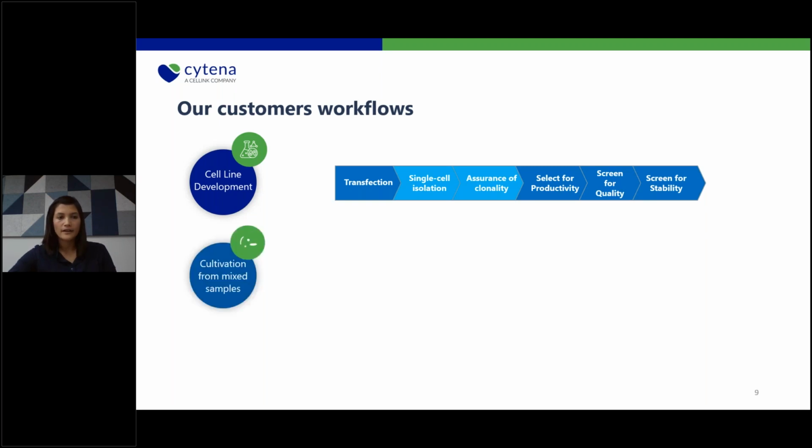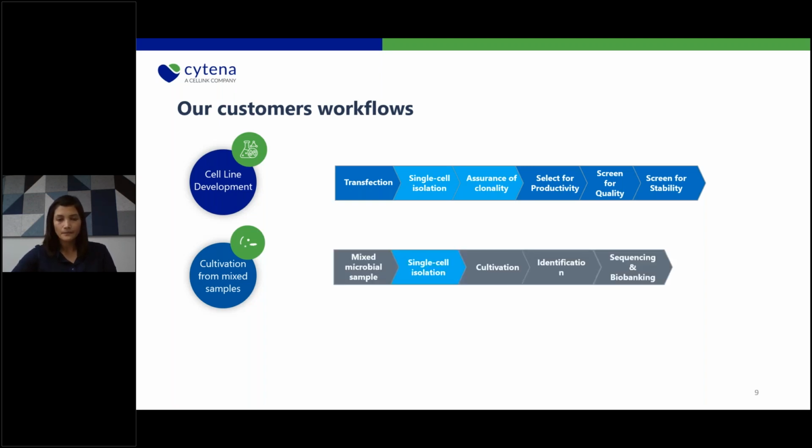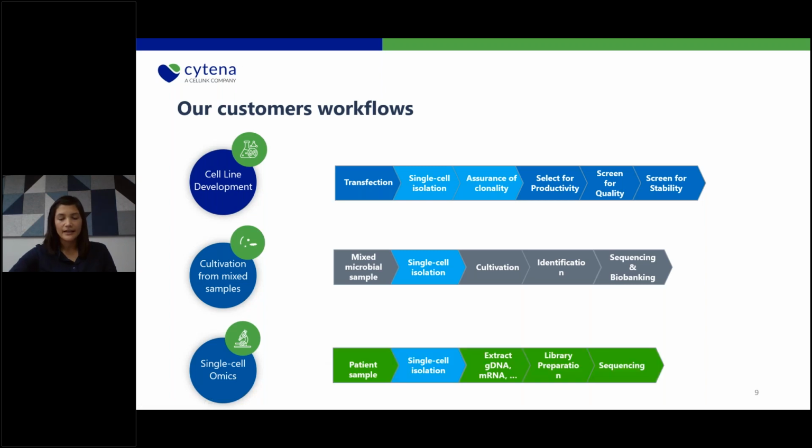Another workflow is the cultivation from mixed samples. This can be done with the B.SIGHT. So just isolation of single microbial cells, and then it is possible to cultivate them and also to identify them later on. And then the third application is single cell omics. After having isolated single cells with one of our single cell printers, you can really downscale assays like RNA-seq or whole genome amplification.